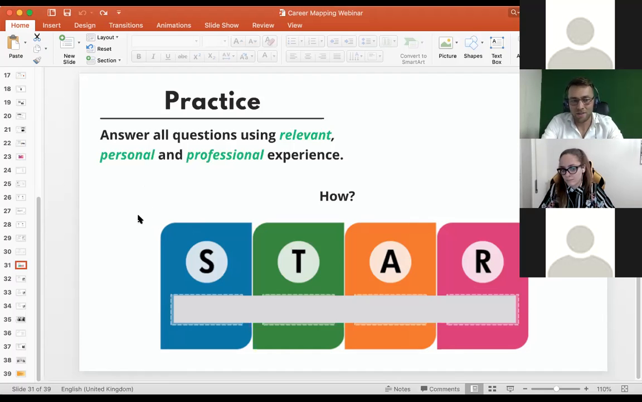So S, what is the S for? Any ideas? You may not know, that's fine too. We're all here to learn. So the S is for situation. T is for task.